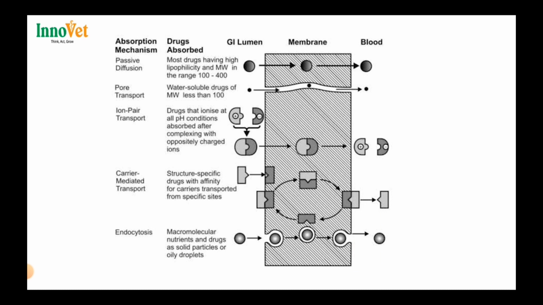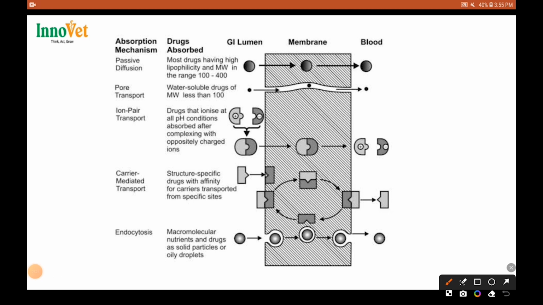To go further into detail, there are other mechanisms of transport of drugs that may not be mentioned, but I'll go through them briefly. Here we have our absorption mechanism, the drugs absorbed. This is our gastrointestinal lumen. This is the membrane that the molecules are going to pass through in order to enter the bloodstream. The first mechanism, as we saw, is passive diffusion.